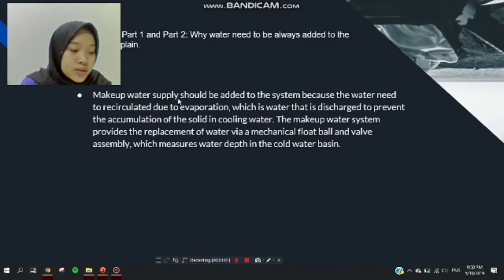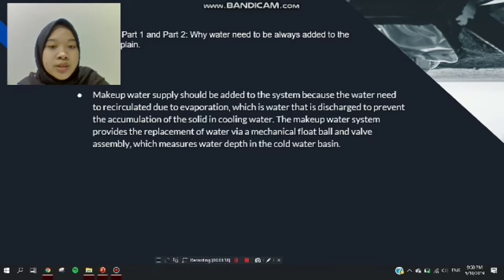For the question, why does water need to be always added to the system? This is because the makeup water supply is needed for the recirculated water lost to evaporation, and the water that is discharged to prevent the accumulation of solids in the cooling water. The makeup water system provides the replacement of water via a mechanical float ball and valve assembly, which measures water depth in the cold water basin.